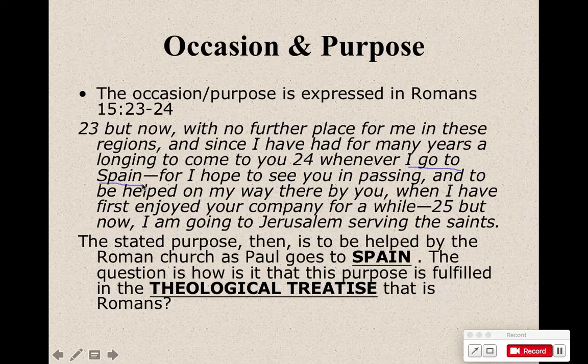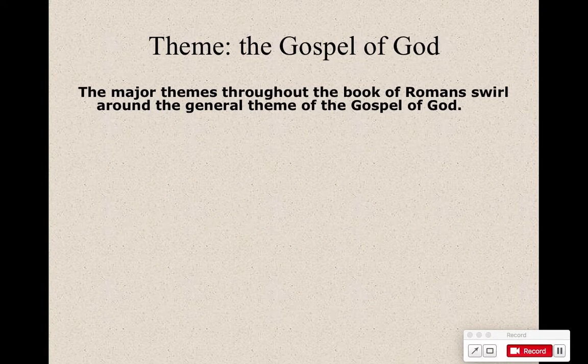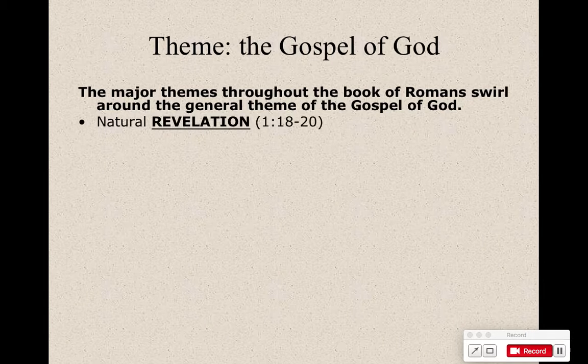And so he wants to go to Spain, but his purpose is to fulfill a theological treatise that's to kind of help the Romans understand a lot about salvation, understand what it means to be saved, understand what it means to grow in faith, and that's why it is one of Paul's chief letters. His theme is about the gospel of God. Major themes throughout the book of Romans really give an understanding.